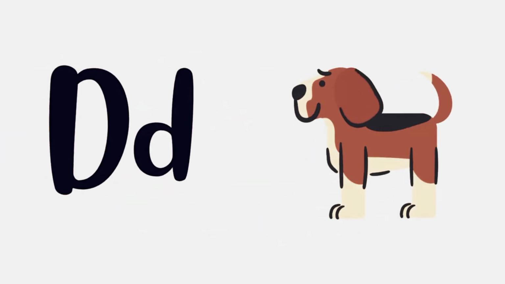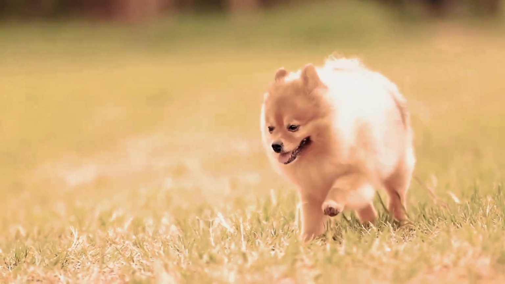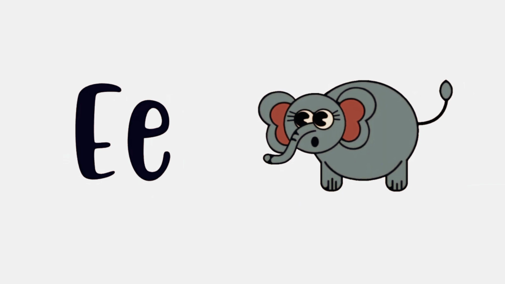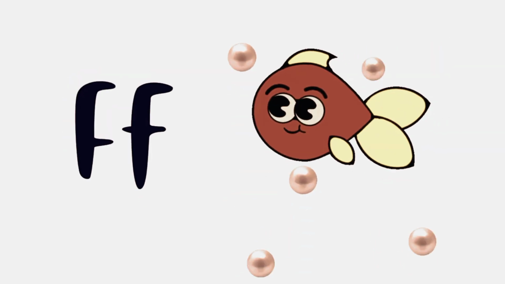D is for dog. Dog. E is for elephant. Elephant. F is for fish. Fish.